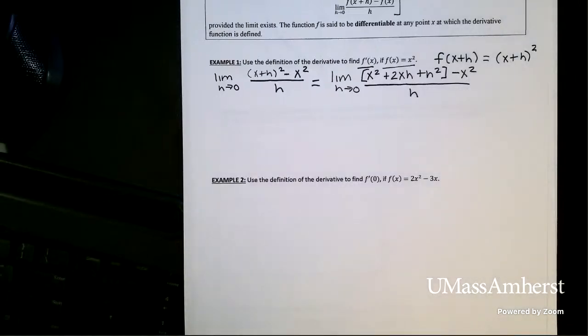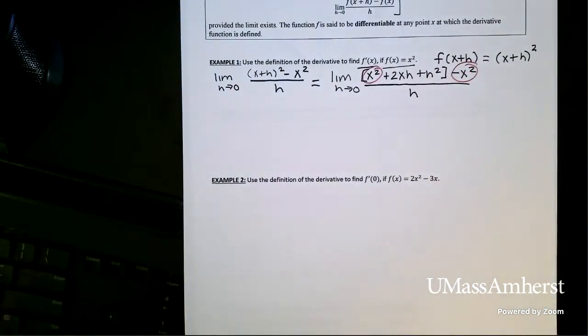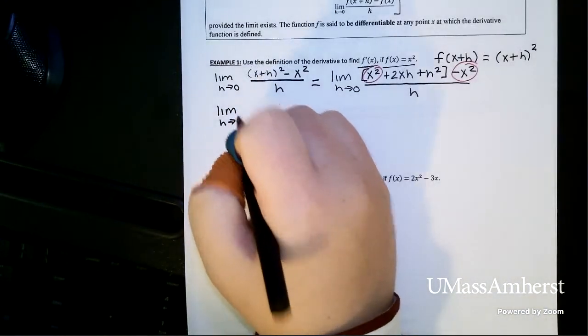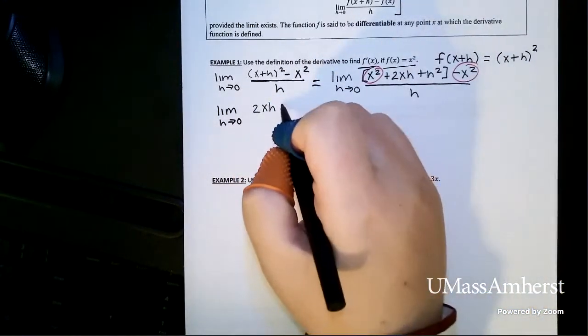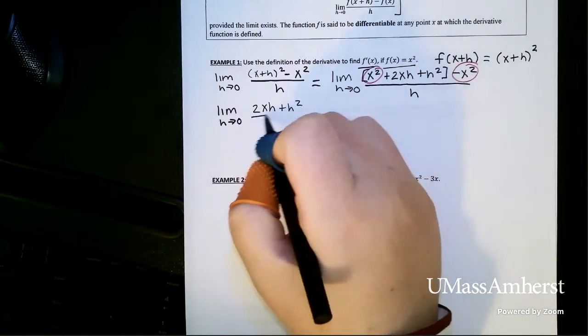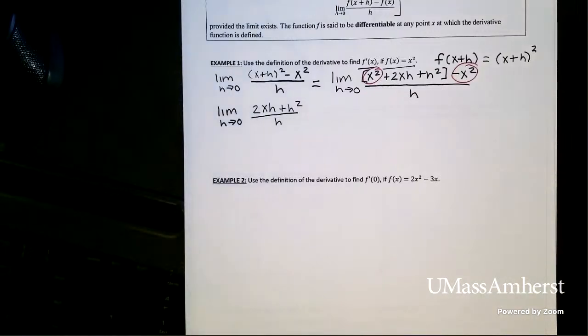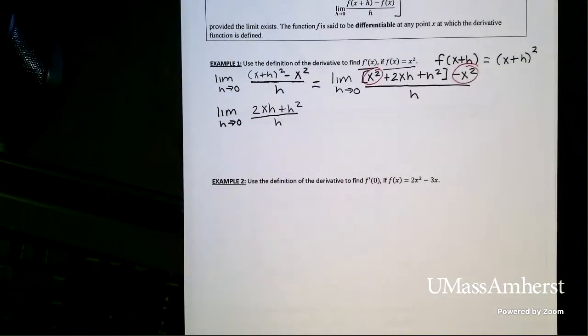Okay, so here, notice I have an x squared and a minus x squared. So those are going to cancel, right? So that means I have the limit as h goes to 0 of 2xh plus h squared over h. So as you can imagine, at this point, I still can't really see what happens as h goes to 0, because that would give me a 0 in the denominator. And I really don't want to do that, right? We don't want to divide by 0.